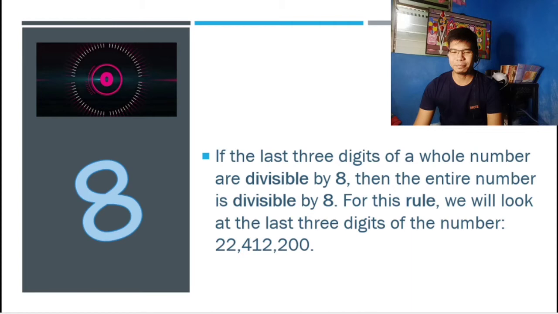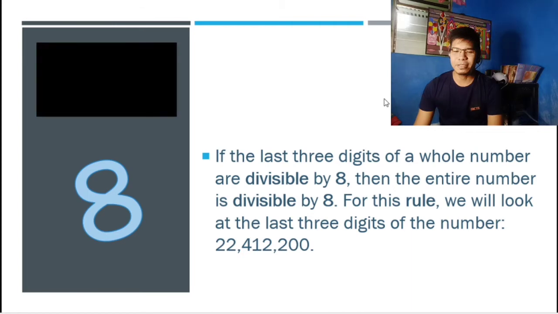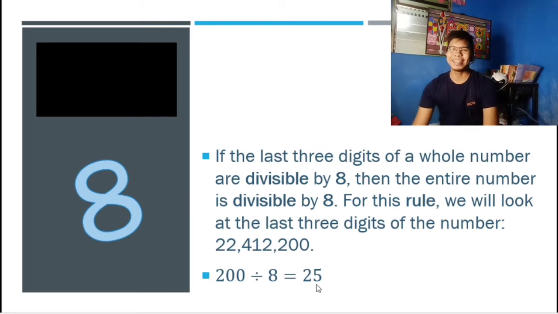Okay, so according to the rule, what we have to do is get the last three digits, which is 200. And then we're going to determine if it is divisible by 8. So is 200 divisible by 8? 200 divided by 8 is equal to 25. So we can now conclude that 22,412,200 is divisible by 8. And that is the rule for the divisibility of 8.